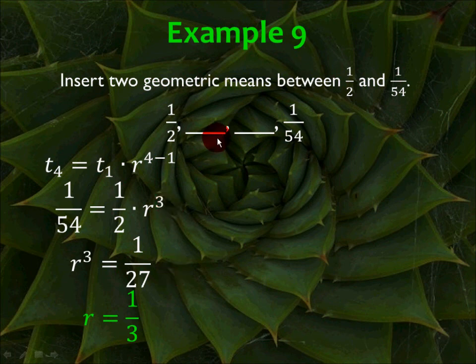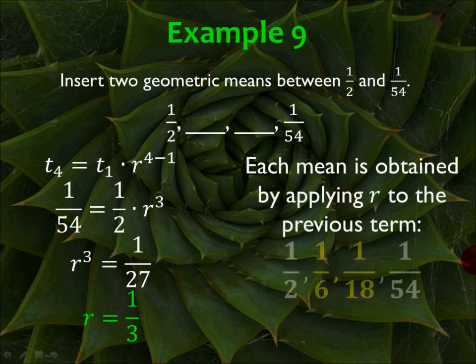To find the 2 missing terms, the 2 geometric means, you take the 1/2 multiplied by the ratio, and you get 1/6 for the next term. 1/6 times 1/3 gets you 1/18 for the other geometric mean.